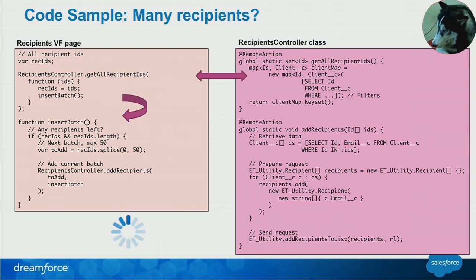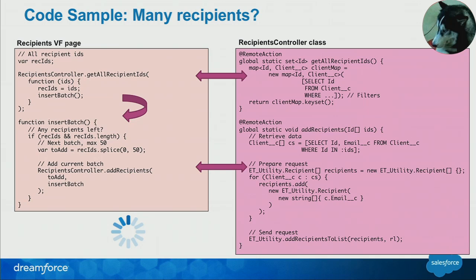Insert batch will then take this list of IDs. First it checks if there are any left, and then it takes the first 50 out of that list. And it sends these 50 IDs into the second remote action. The second remote action will take the IDs it received, retrieve the client data for these 50 clients, and basically create a create request and send it into ExactTarget. And at the end, we will create these 50 records in ExactTarget and return into JavaScript.